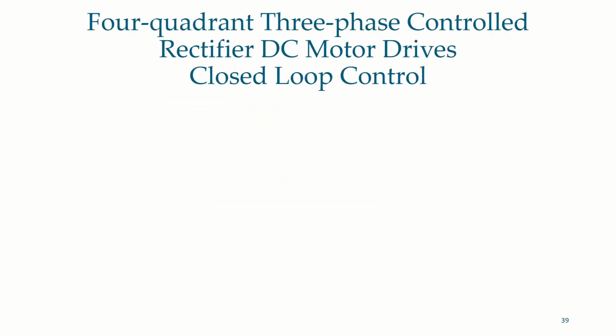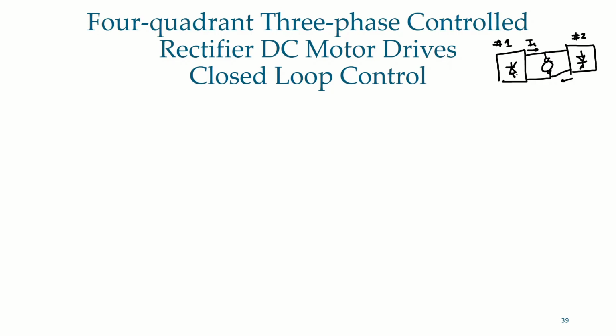So next, let us discuss the four quadrant three-phase controlled rectifier DC drive. As we know, if we need to control the machine in four quadrants, we need two converters connected in an anti-parallel configuration. So if I assume this is the first converter, which provides the positive current, and this is the second converter, which provides the negative current. If we assume this is the positive current IA, and this is the direction of the negative current, then we have the first converter and the second converter.